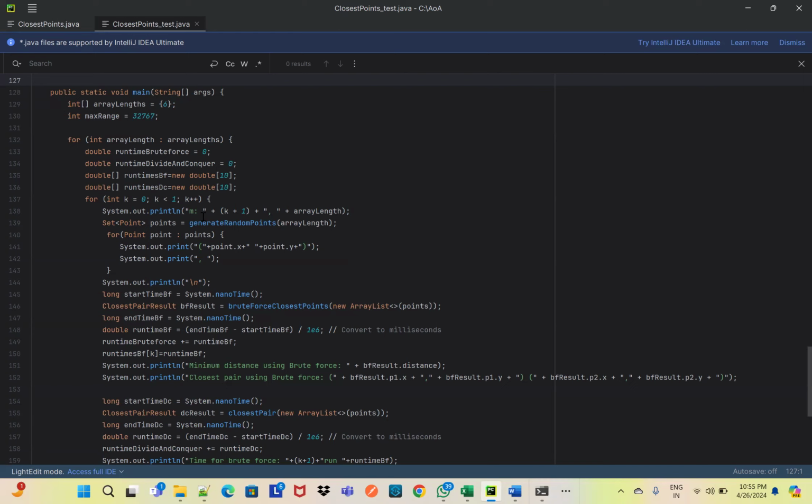In this code, we have the method generate random points. This method generates a set of random points with x and y coordinates within a specified range. And here we have the brute force closest points method. This method iterates over all possible pairs of points and calculates the distance between each pair. And here we have another method, closest pair. This method implements a recursive divide and conquer strategy to find the closest pair of points.